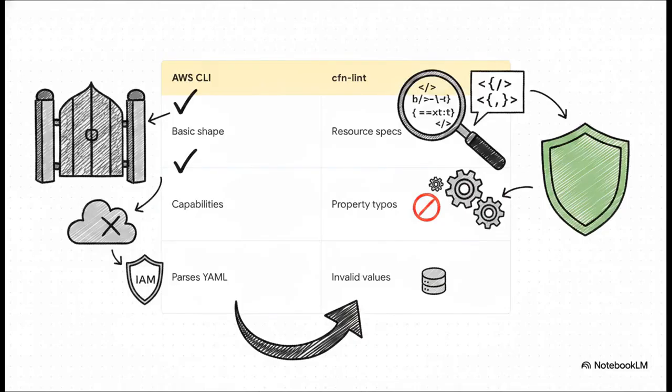Seeing them side by side really puts it into perspective. You've got the AWS CLI acting as a basic bouncer at the door, checking general shapes and capabilities, like if you're asking for CAPABILITY_IAM permissions. But cfn-lint? cfn-lint is doing the actual heavy lifting inside. It's validating the property typos, the invalid values, the missing properties directly against actual AWS specifications. It just perfectly illustrates why structural validation on its own is never enough, and why cfn-lint takes the baton right where the CLI stops running.